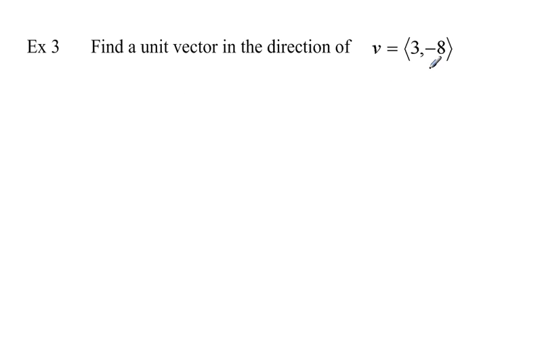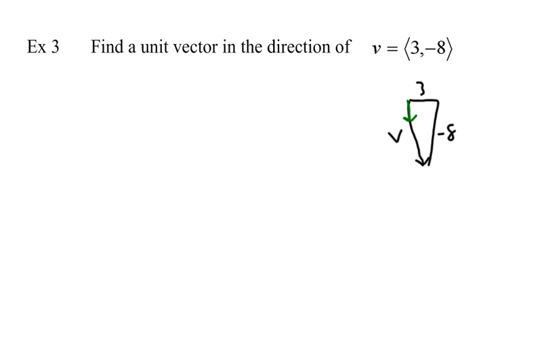Find a unit vector in the direction of this. And again, I'm just going to make a rough sketch. This vector goes 3 to the right, 8 down. So it looks something like this. There's our vector v. Now, vector v, I don't know how long it is. It's definitely not 1 unit long. We want to find the vector that goes in the same direction that is 1 unit long. It's going to look something like this.